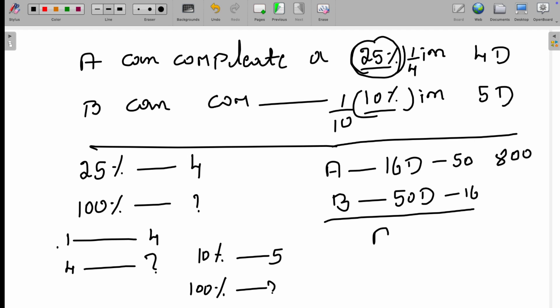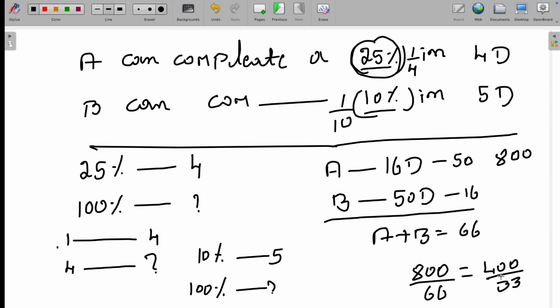Now A plus B can complete 66 parts of the work every day. Now 800 divided by 66. Can I write that number as 400 divided by 33? That will be the days. If they give options in a mixed fraction, you can convert. Anyway, we can do it based on the options. Is it clear? This type of question. Right, next model we will go.